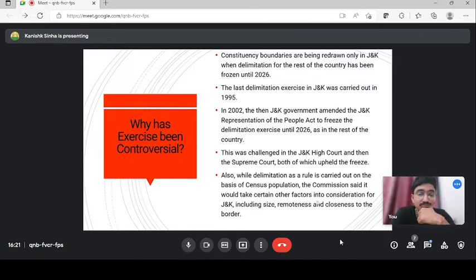Okay. So the freezing up to 2026 was also challenged in the Jammu Kashmir High Court and then the Supreme Court, but it was upheld by the Supreme Court. So this is the controversy related to the Delimitation Commission which was set up recently: since it was frozen up to 2026, why did the government organize a delimitation? Okay, next slide.